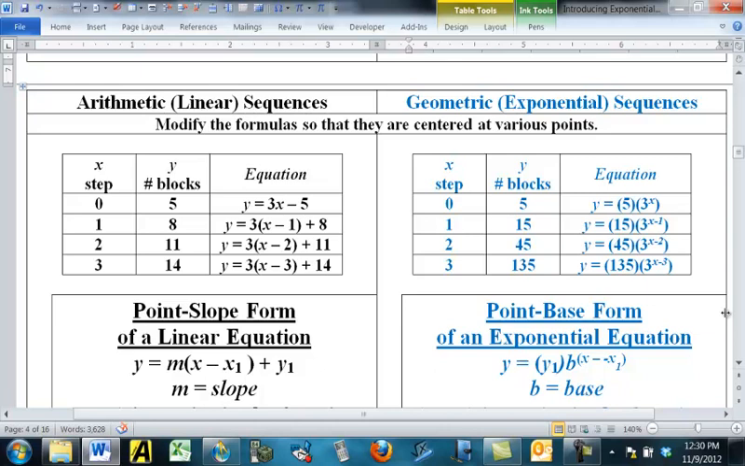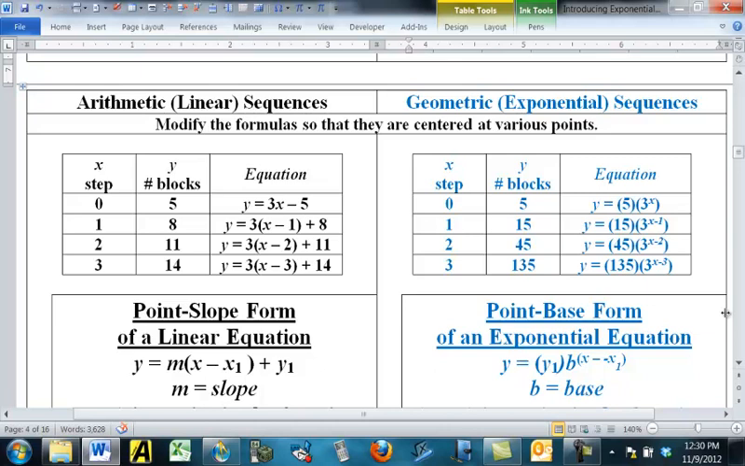But we can take the same formula and write it as y equals 3 times parentheses x minus 1, plus 8. Notice that this has the 1 and the 8 in the formula, so it's centered at the point 1, 8, I would say. So notice if you plug in 1, you get 1 minus 1 is 0, times 3 is 0, plus 8 is 8. So 1, 8 is certainly on that equation, and it does have the same formula.